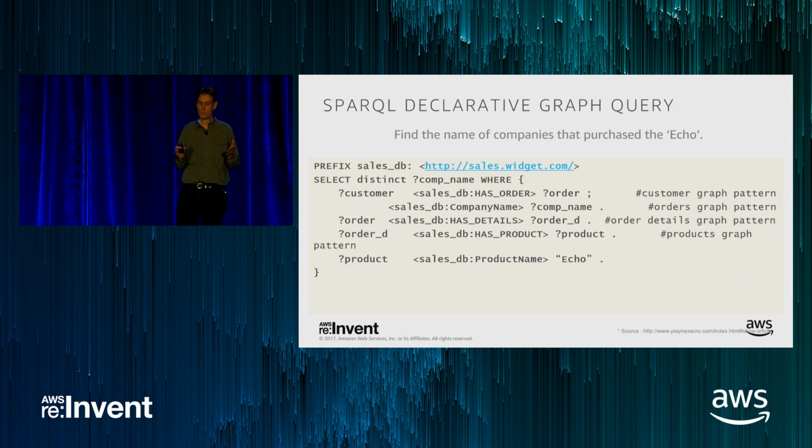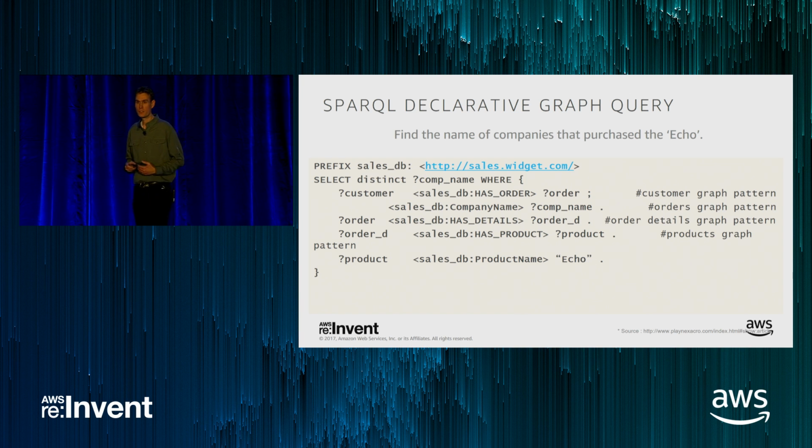So again, we're answering the same question. Find me the names of companies that purchased the Echo. The first part, we have a triple pattern where we match the order. The next one is the next triple pattern on order details. Then we go through on the product. And finally, we have the same kind of filter that we have across the bottom. So that's the example looking at it in SPARQL.